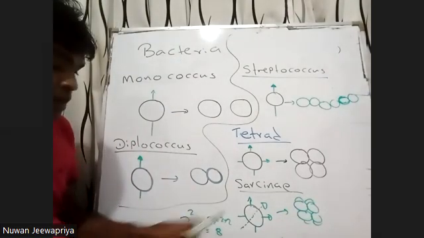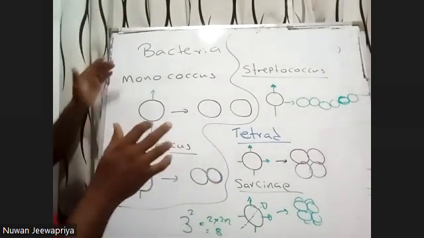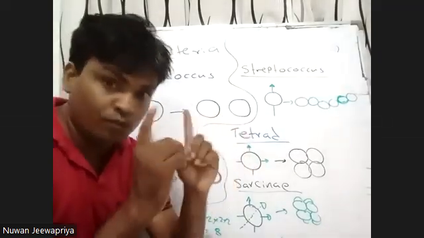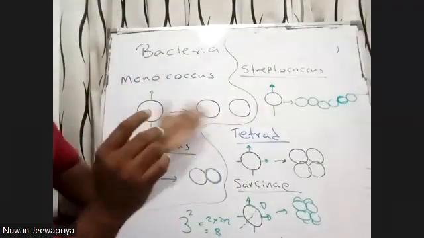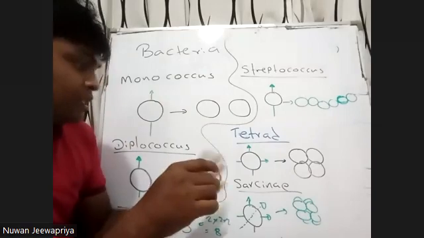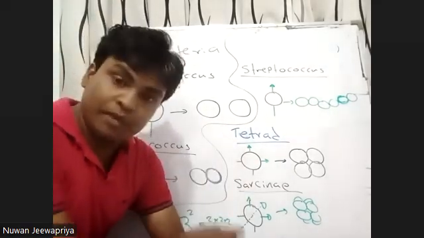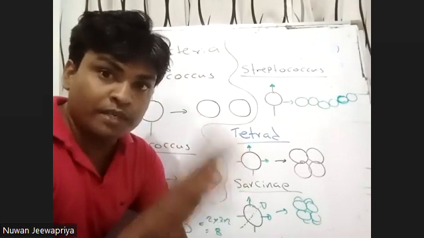So likewise, monococcus, diplococcus, streptococcus: in those three, one plane. In tetrad, two planes. Sarciniae, three planes. There's another one we call staphylococcus. I'll come to that point in the next video.